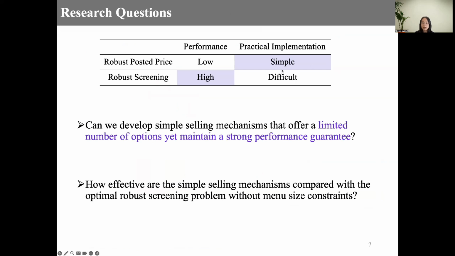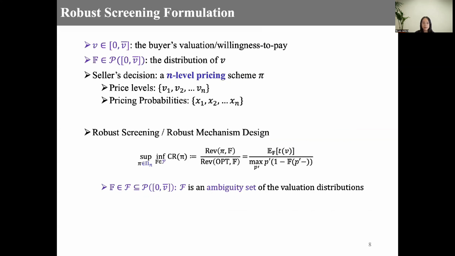The advantage of robust posted price is its simple implementation. However, the performance of robust posted price is often low compared with the robust screening. And robust screening has high performance, but is difficult to implement. So in view of the gap between the theoretical performance and practical application of robust screening, our research question is, can we develop simple selling mechanisms that offer a limited number of options, yet maintain a strong performance guarantee? And how effective are the simple selling mechanisms compared with the optimal robust screening without menu size constraint?